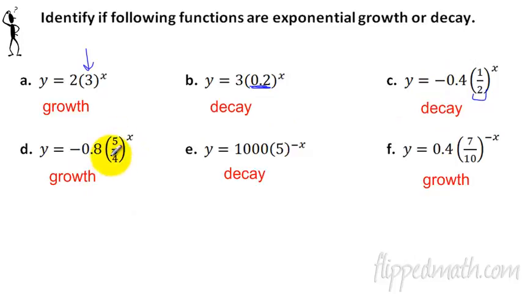Now this one looks a little weird. It's growth. A lot of times students will get this wrong. When they see fractions, they automatically think, that's decay. It's smaller than 1. No, it's not. 4 goes into 5 more than 1 time, so this is growth. That whole number is larger than 1. This is a decay one.